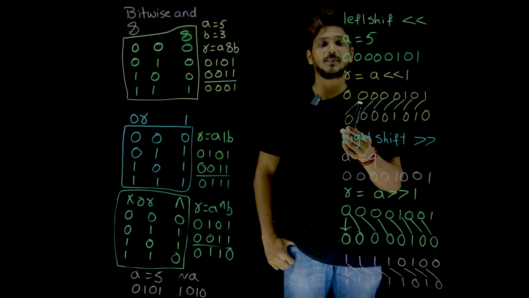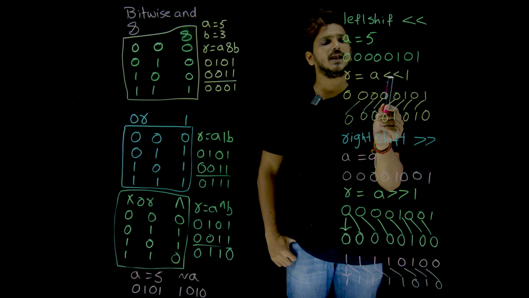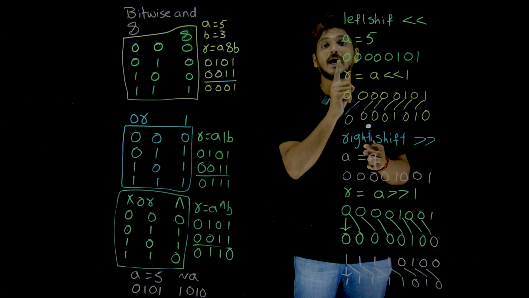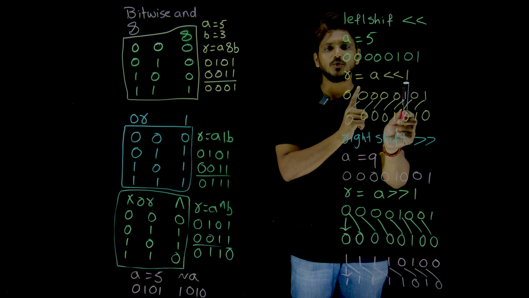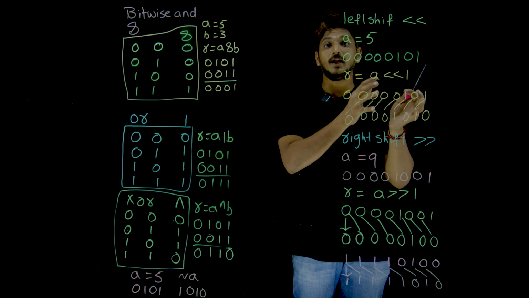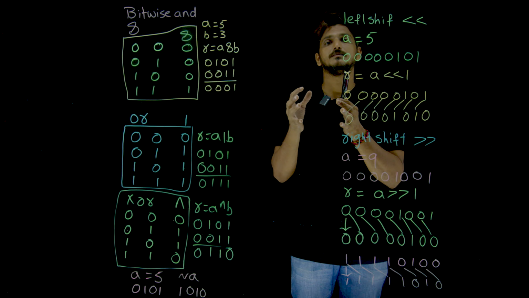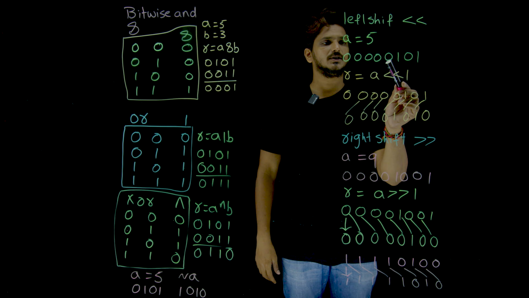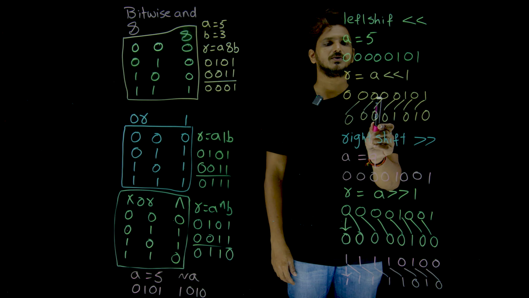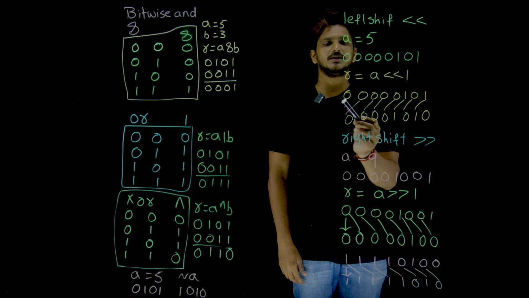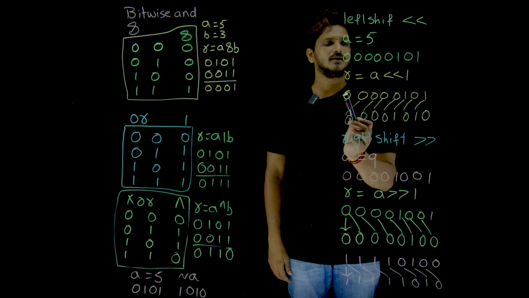Now let's see what happens. R is equal to A left shift 1. What is this 1? Left shift 1 time. If you write 2, left shift 2 times. If you write 5, left shift 5 times. So what happens in the left shift? See, this is the input 0, 0, 0, 0, 0, 1, 0, 1. This is the least significant bit. This is the most significant bit.